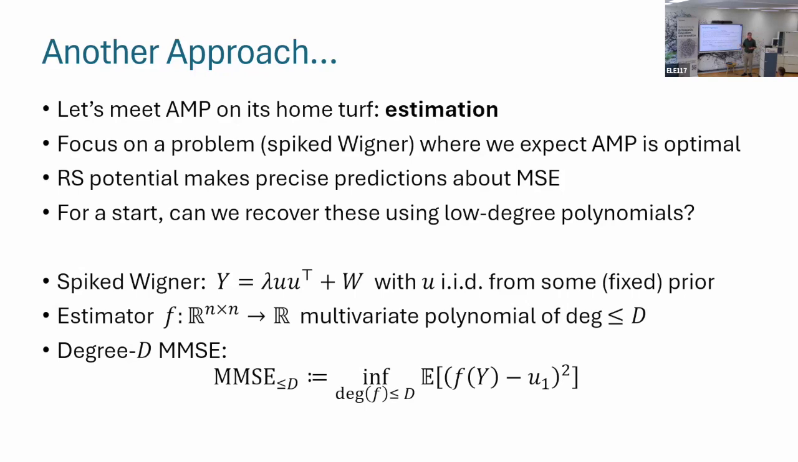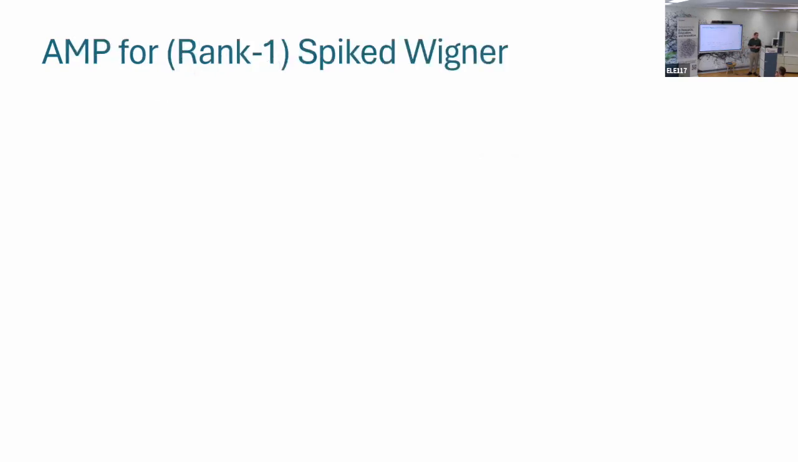And so we're going to measure our success with mean squared error. We're going to say, among all degree D polynomials, take the best one and measure what mean squared error you get for estimating the U1. Okay, so this is a definition of success for low degree polynomials that aligns well with the task that AMP would be trying to do. So this is really for recovery now rather than detection.